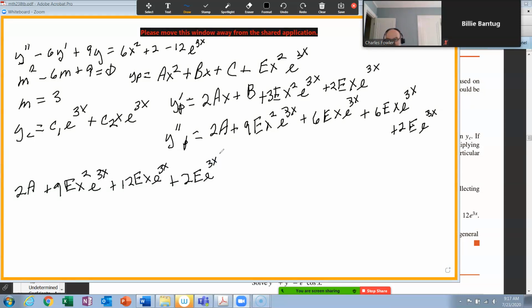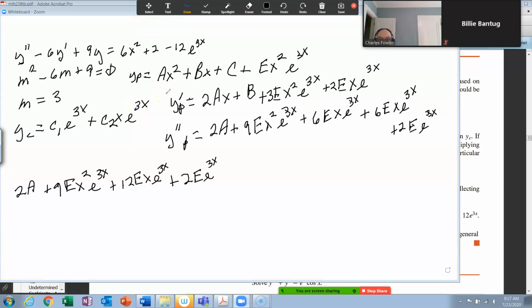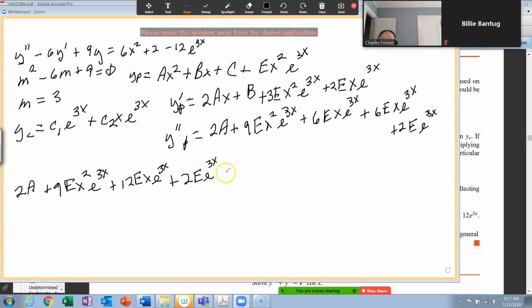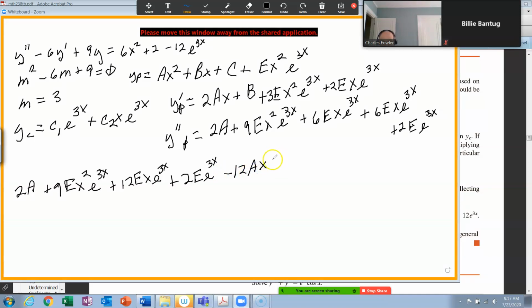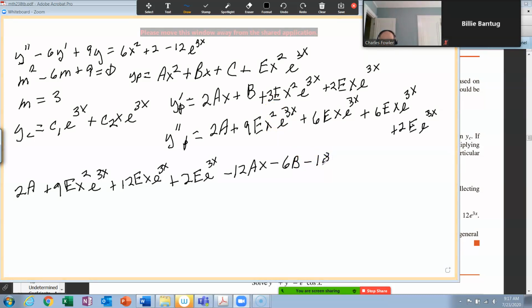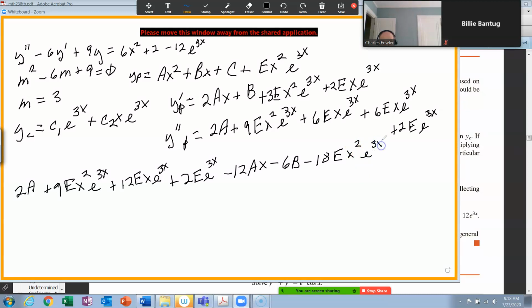All right, next thing we've got is minus 6 times this yp prime. So we have to multiply minus 6 by it. Minus 6 times 2 will be a minus 12ax. Minus 6 times b would be minus 6b. Next one, minus 6 times 3 would be a minus 18 capital E x squared e to the 3x. And then a minus 6 times 2, which will be a minus 12 e x e to the 3x.